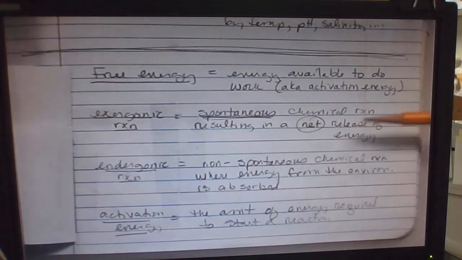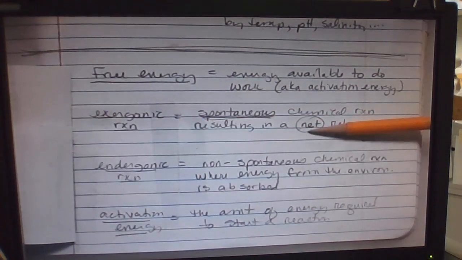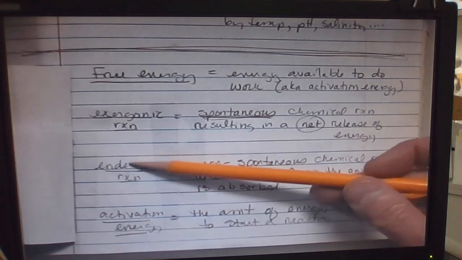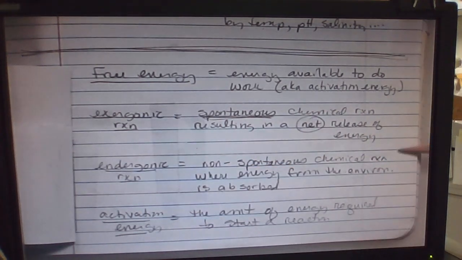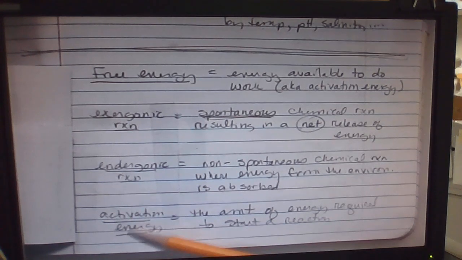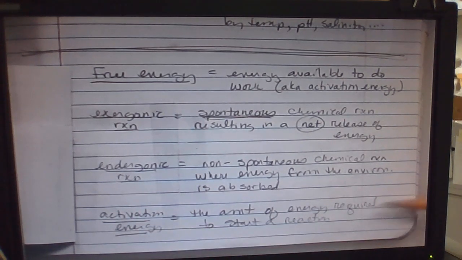Exergonic, exit, energy is released, the net release of energy. Endergonic, into, energy from the environment is absorbed. Activation energy is the amount of energy required to start a reaction. So in order to get something going, to get a reaction going, we do have to input some energy.